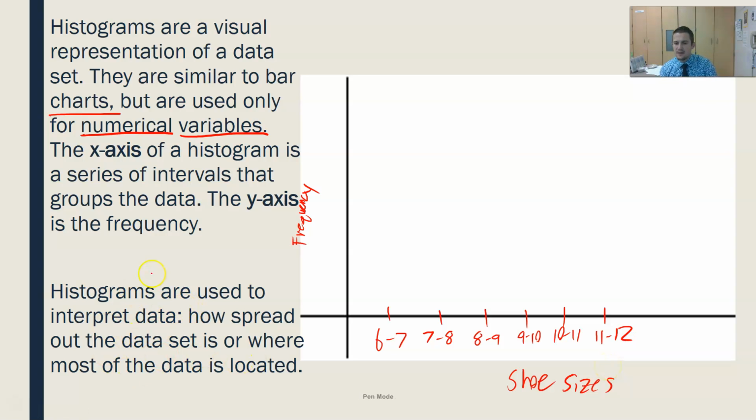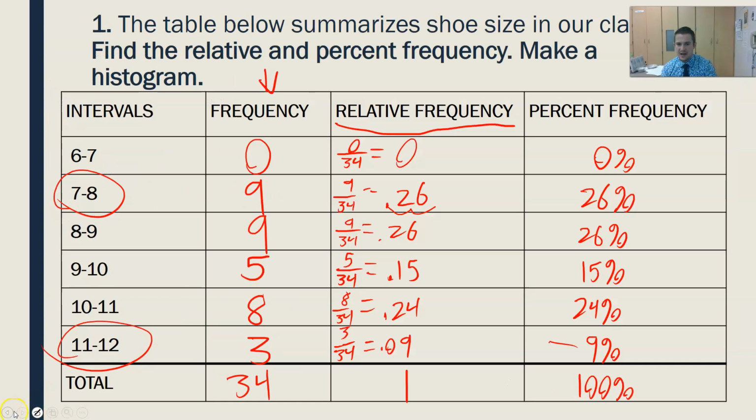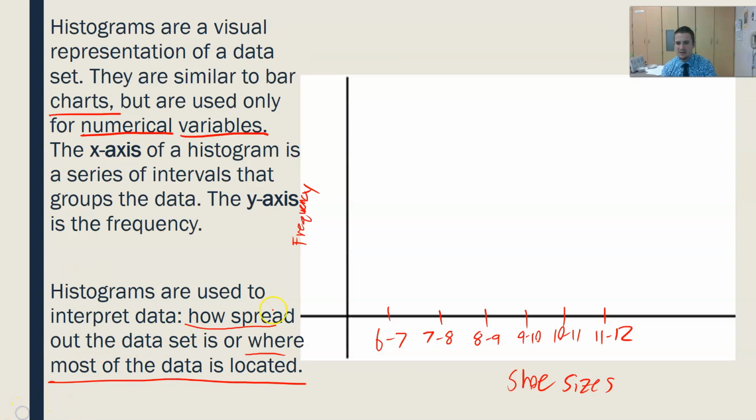So histograms can be helpful in interpreting data. What can I conclude from this information that I gathered from my sample? How spread out is the data set? Or where is most of the data located? So let's draw my little graph. I'm going to draw up the side here. I had up to about 9 in each category. So I'm going to go ahead and make little marks. 1, 2, 3, 4, 5, 6, 7, 8, 9. On my frequency, this is how many shoe sizes fell in each of those intervals.